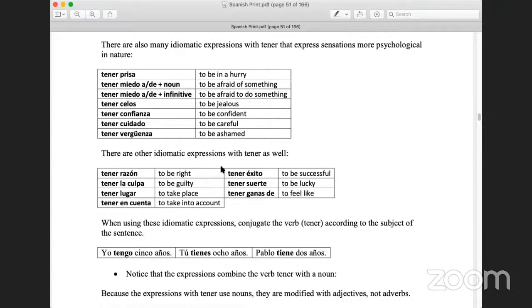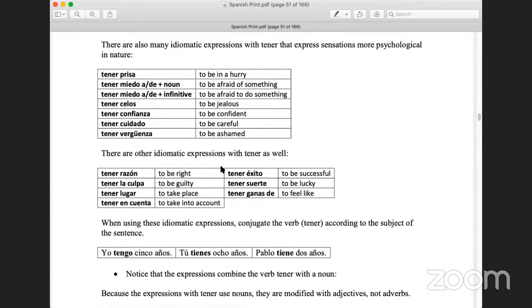So to be afraid to do something, you say tengo miedo de plus the infinitive verb. So you're afraid to eat. You could say tengo miedo de comer. I'm afraid to eat. Beber, I'm afraid to drink. So tengo miedo de beber.